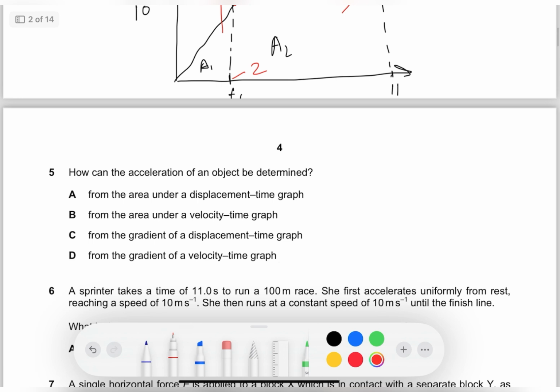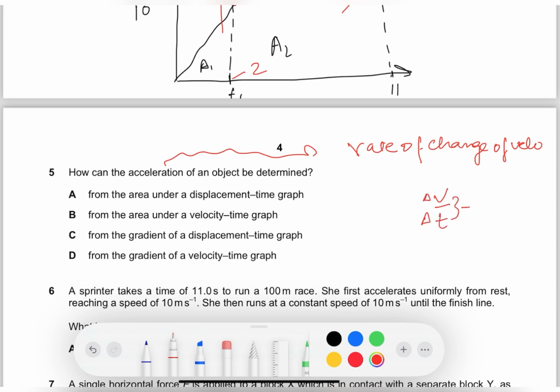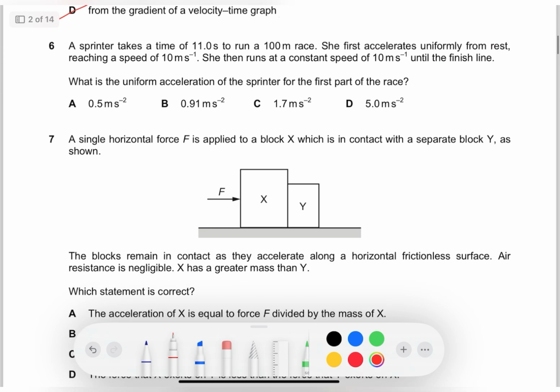How can acceleration of an object be determined? We all know acceleration is the rate of change of velocity. So it would be V upon T. Yes or no? And what do we call this? Gradient. Gradient of velocity and time graph. Let us move on to the sixth question.